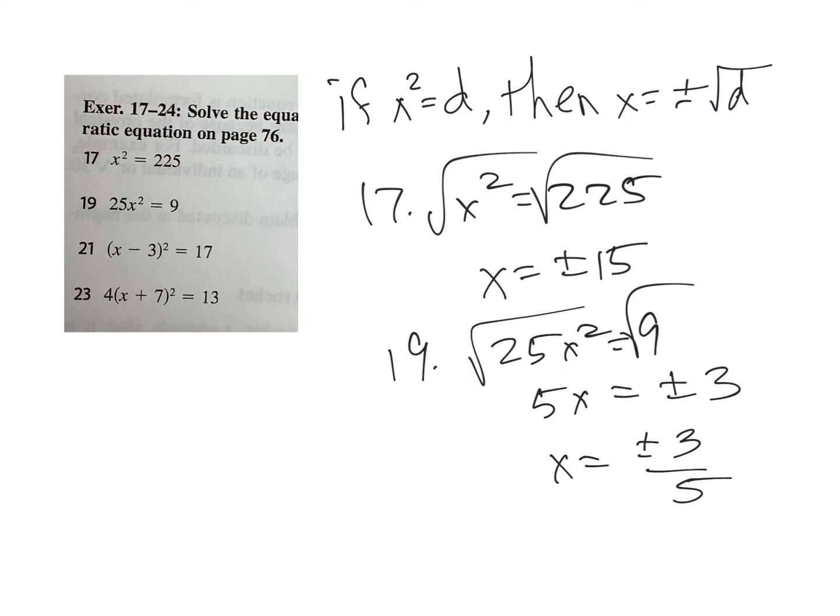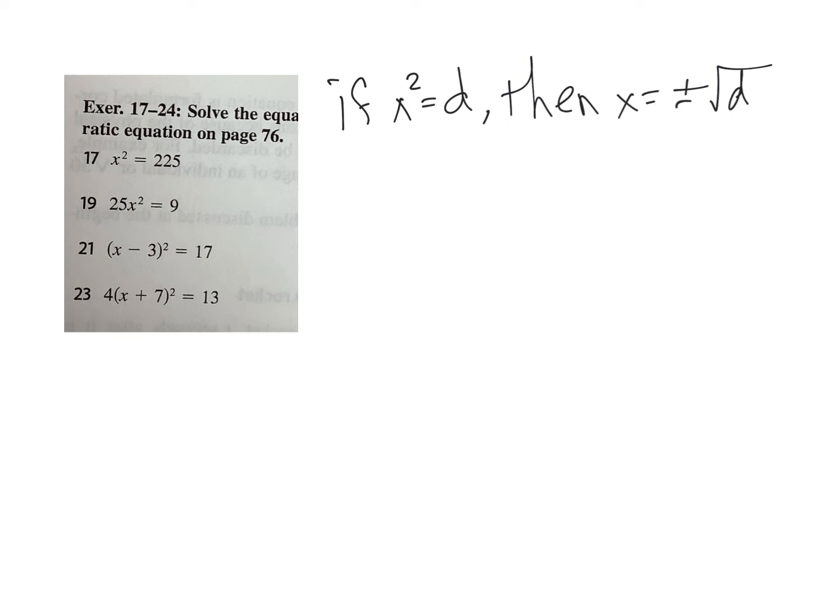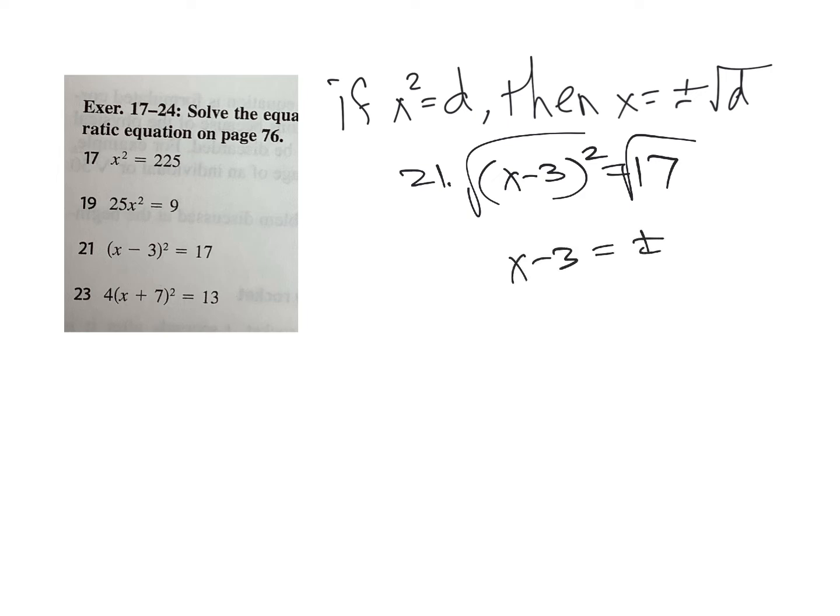And let's get rid of those and do number 21. x minus 3 squared equals 17. Take the square root of both sides. x minus 3 equals plus or minus the square root of 17. x equals 3 plus or minus the square root of 17.